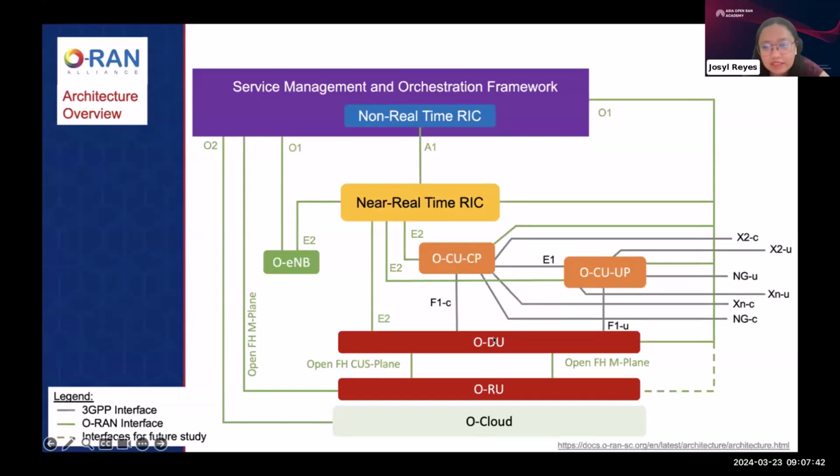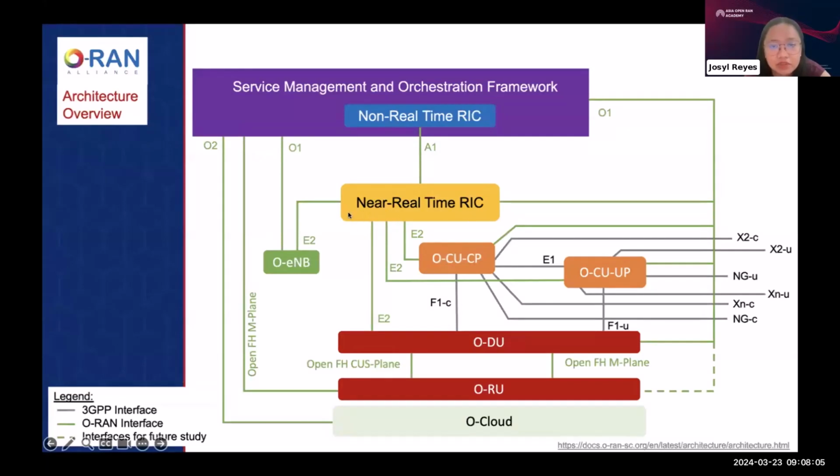Okay, what else? We also have the DU and the CU. This is originally just the baseband unit, no? So connecting the two is the midhaul interface. In this case, it is F1. And then notice this is the near real-time RIC.